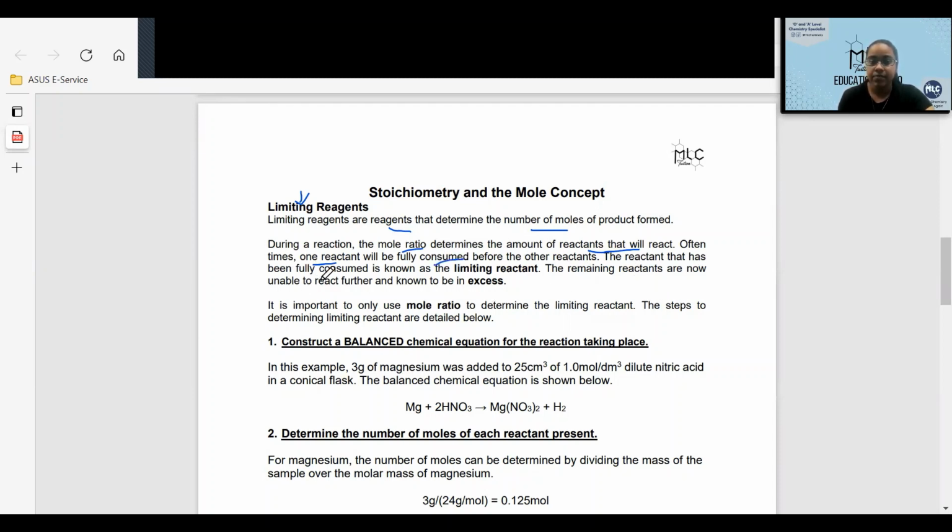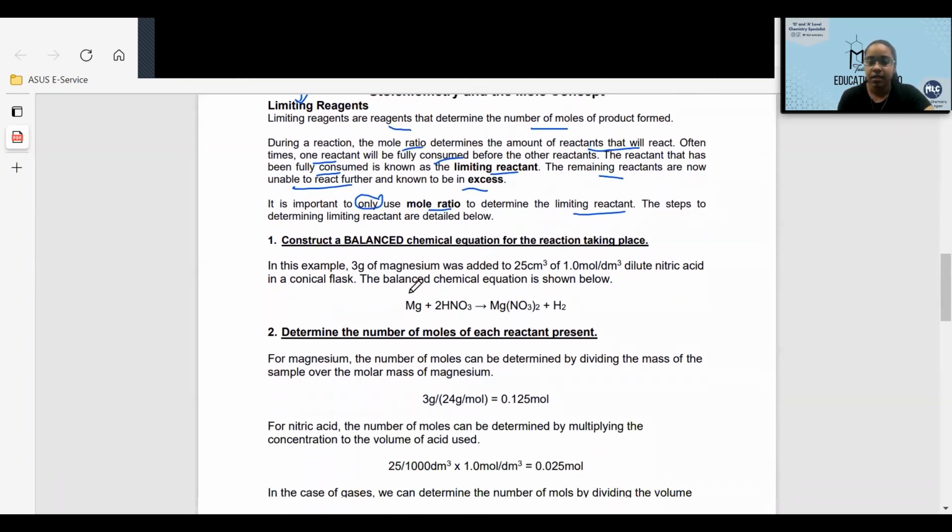The reactant that has been fully consumed is known as the limiting reagent. The remaining reactants are now unable to react further and they are known to be in excess. Do take note that it's important to only use the mole ratio to determine the limiting reagent. The steps to determine the limiting reactant are shown below.